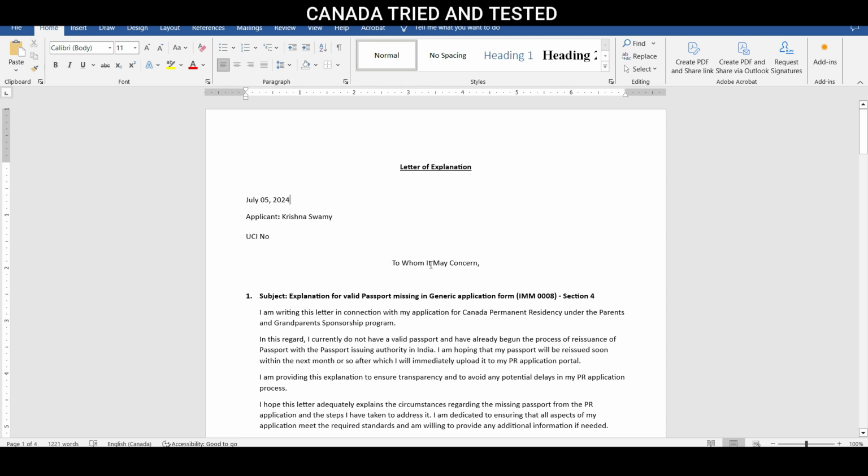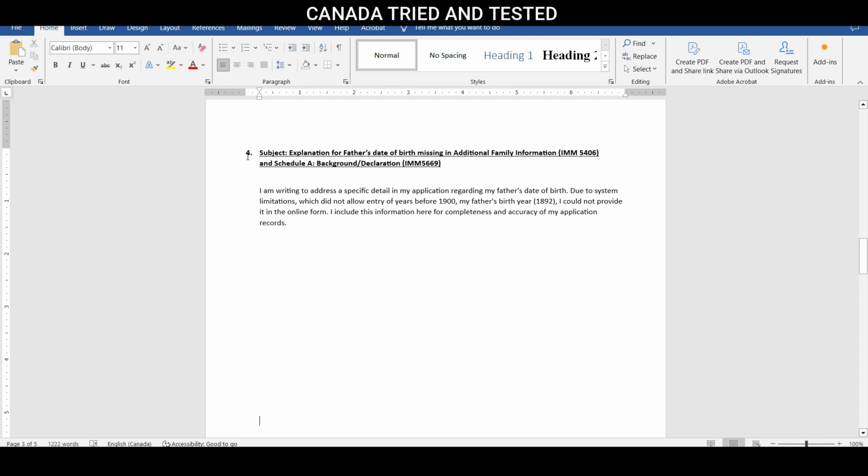And then "To whom it may concern." This is the heading part of it. Here in the explanation, you can see this is the fourth instance I have used a letter of explanation, and this has a subject: explanation for father's date of birth missing in additional family information form number and Schedule A background declaration form number. So in the application section, the date of birth range starts from 1900 onwards.